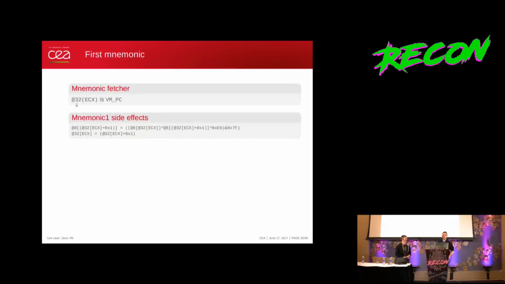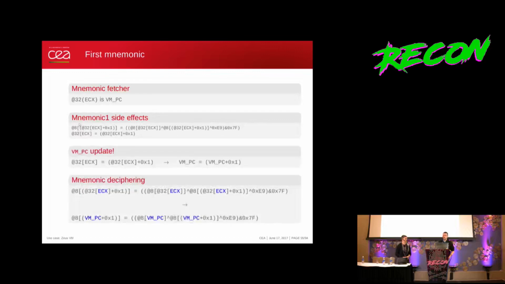And you have to know that the memory at ECX is the virtual machine program counter. So when you inject this information in this equation, you get this equation that gives back, in fact, the update of the virtual machine program counter here. And you can deduce that the first instruction is 1 byte long because it adds 1.